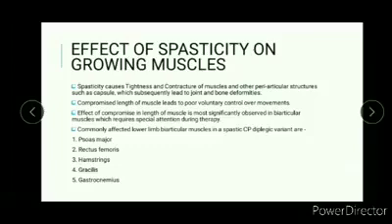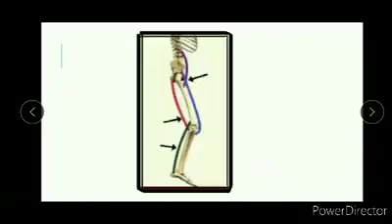Commonly affected lower limb biarticular muscles in a child with cerebral palsy diplegic variants will be psoas major, rectus femoris, hamstring, gracilis, and gastrocnemius. This is the picture which is showing the psoas major, the rectus femoris, the hamstring, and the gastrocnemius. These are the commonly involved biarticular muscles in spastic cerebral palsy diplegic variant children.